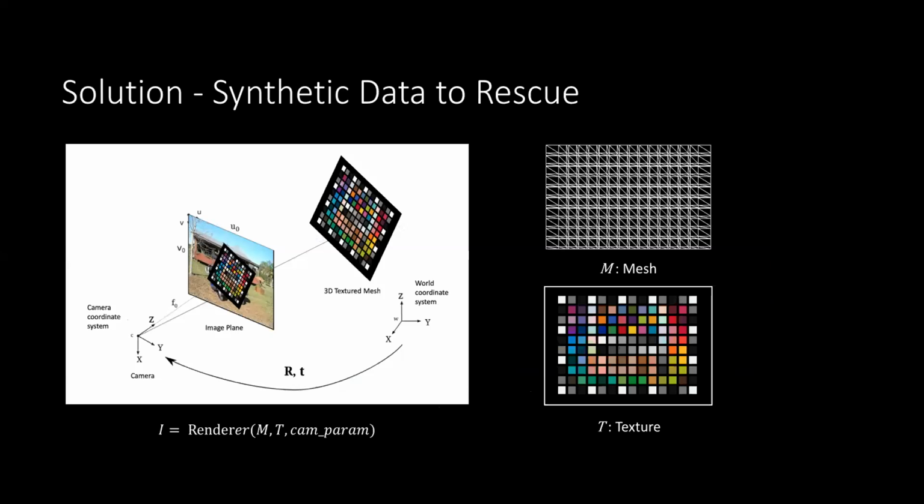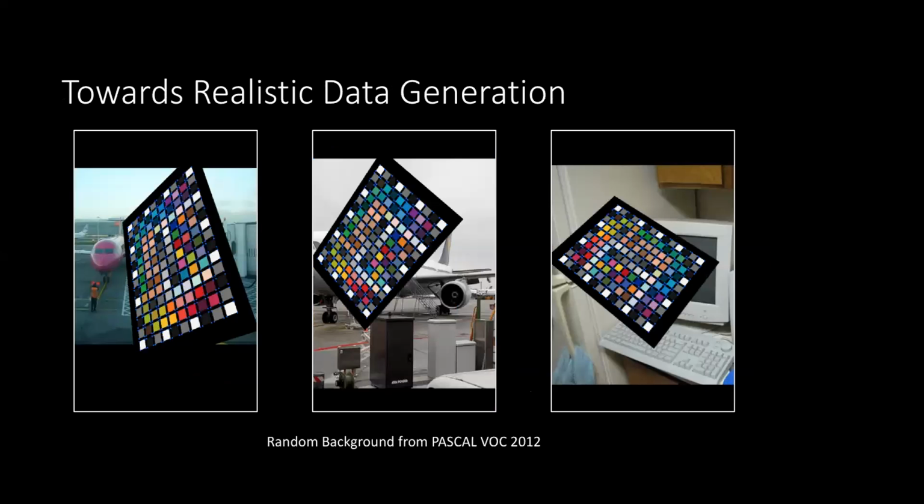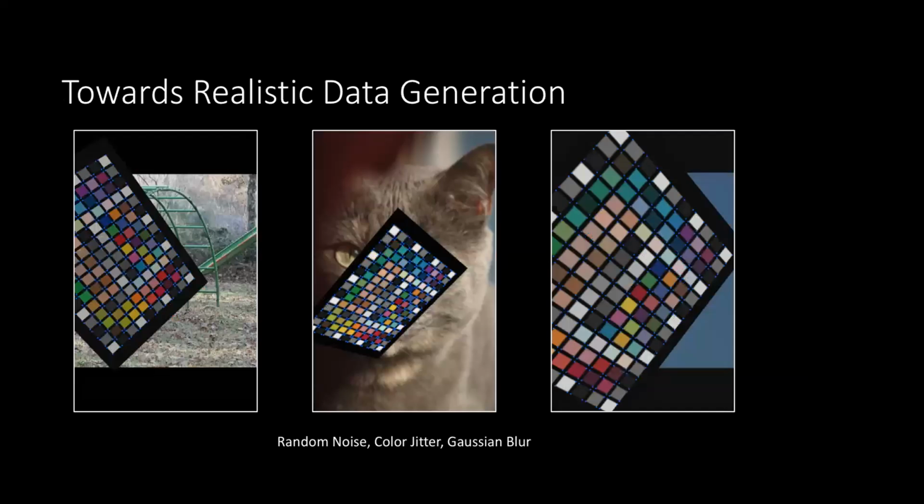So our solution is to generate a synthetic data set. We create mesh and texture of the color checker and then randomly place camera in 3D space and project color checker to 2D image. Key points positions can be obtained by the projection, so we can generate the paired data. And also we add more factors to make the rendering process more realistic, such as different viewpoints, random background, and we add random noise, color jitter, and Gaussian blur, etc.